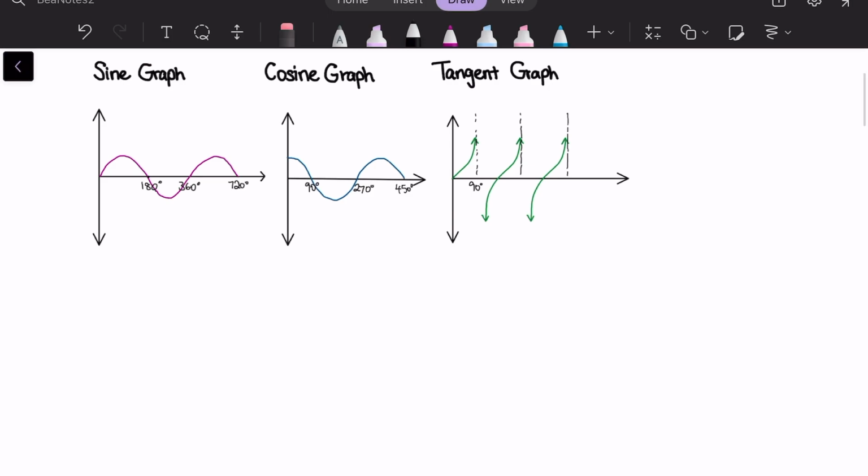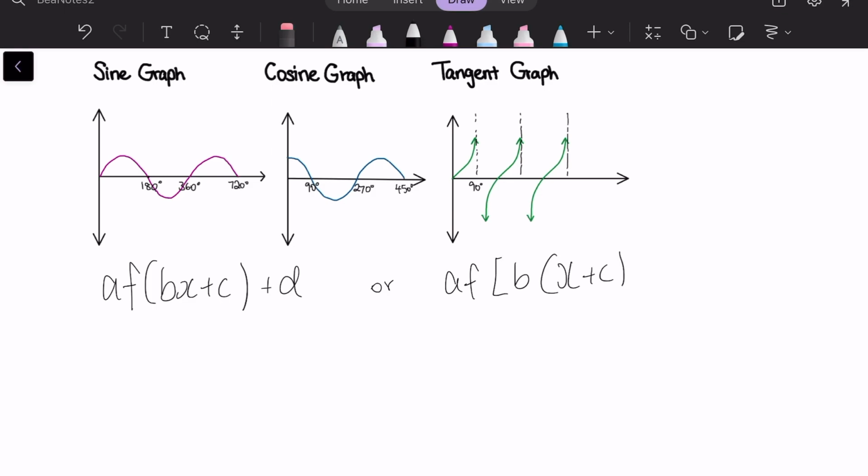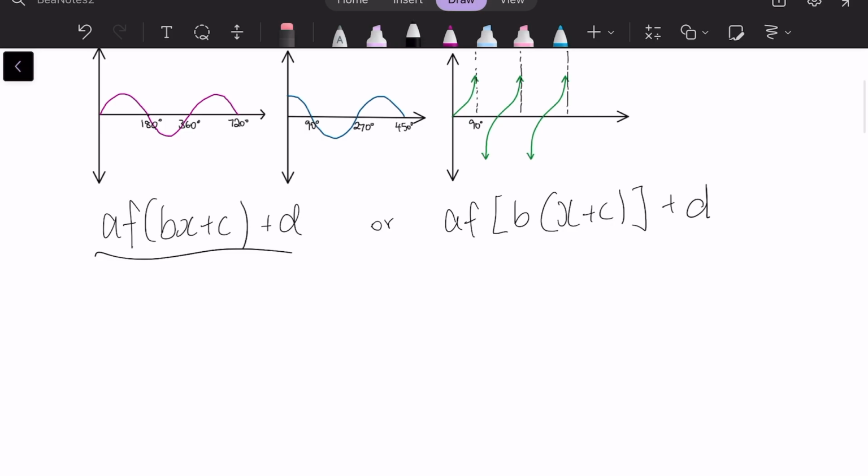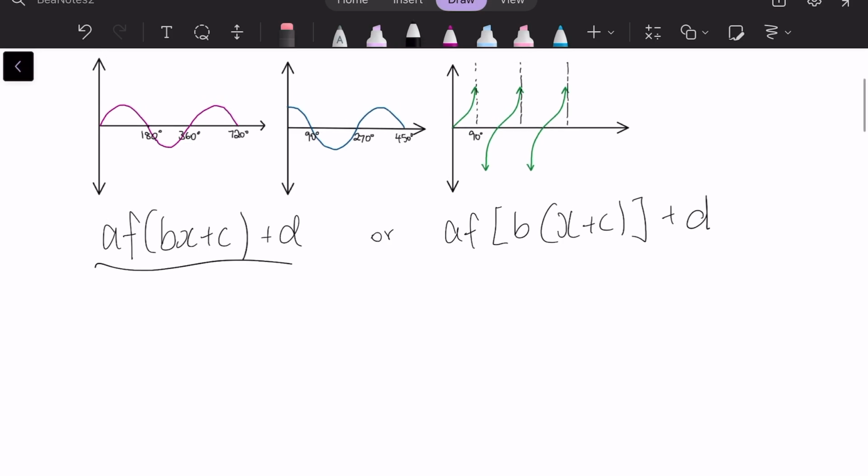With any function, you can write it as A f(bx + c) + d, or A f(b(x + c)) + d. Notice that one is just an expanded version of the other, so it's easy to switch between forms. The reason why I've written f is that it's a placeholder for any function. So in this case, f could be sine, or it could be cosine, or it could be tan. And same for the other one.